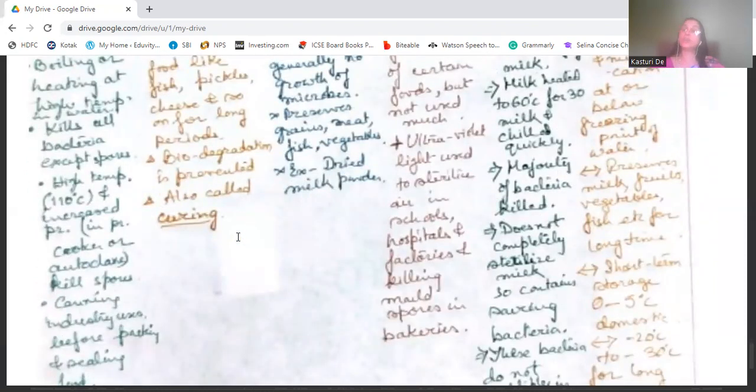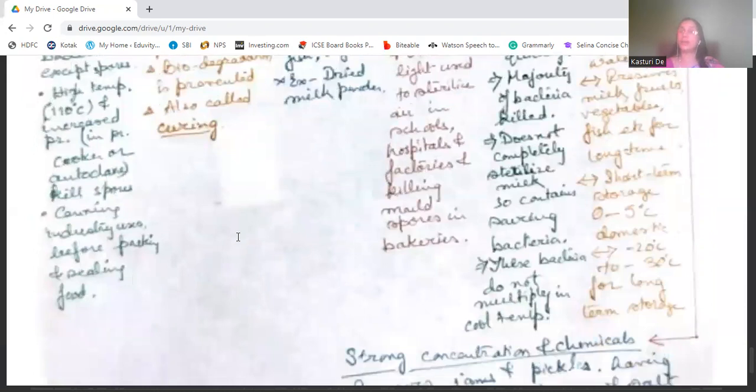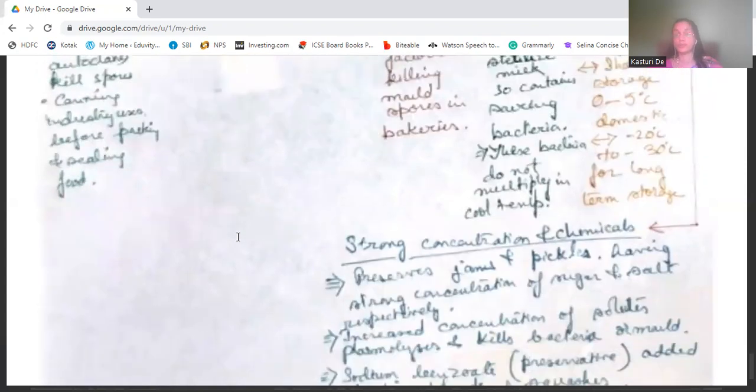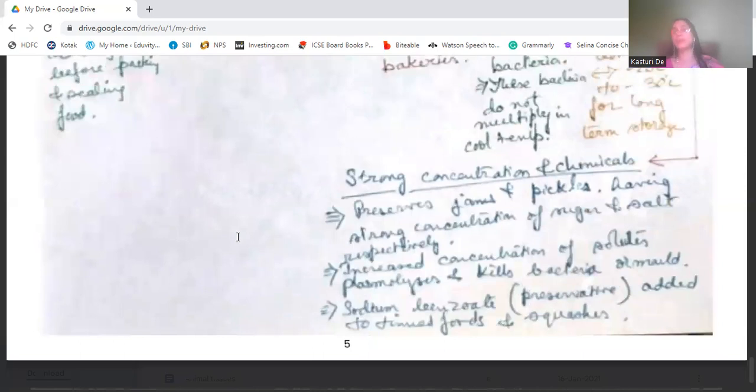For short-term storage in our domestic use, it can be cooled to 0 to 5 degrees centigrade. And for long-term storage in industrial, large-scale storage when it is required, it is stored at a freezing temperature of -20 degrees centigrade to -30 degrees centigrade. Another process is strong concentration of chemicals, like jams and pickles.